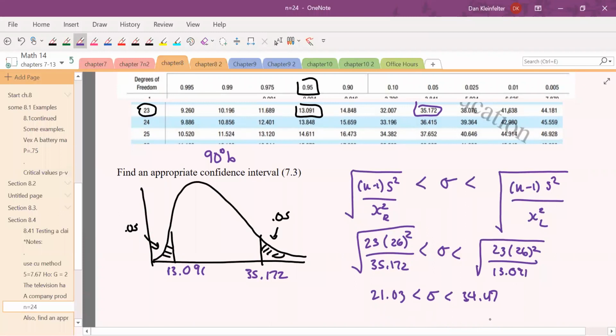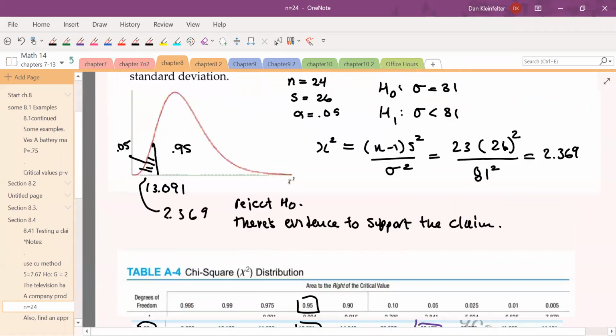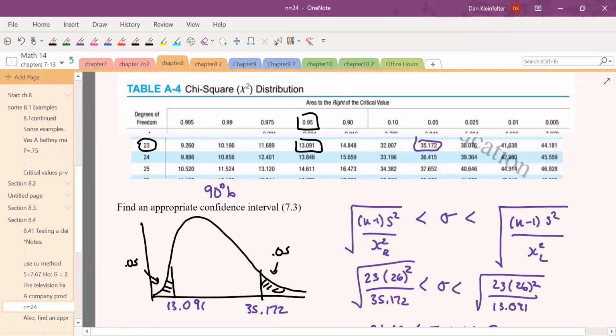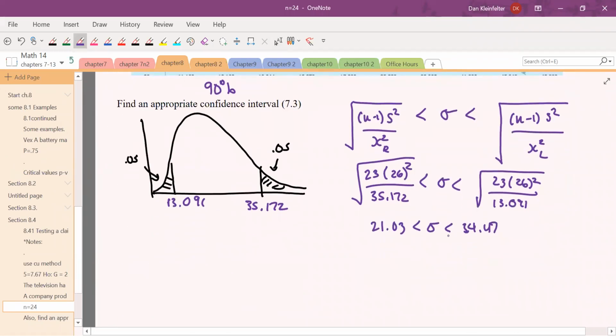So if we wanted to use that to do our hypothesis test, does our interval contain 81? Well, nowhere close, right? So that would be enough for us to reject the claim based on a confidence interval. The 81 is nowhere near that 34.